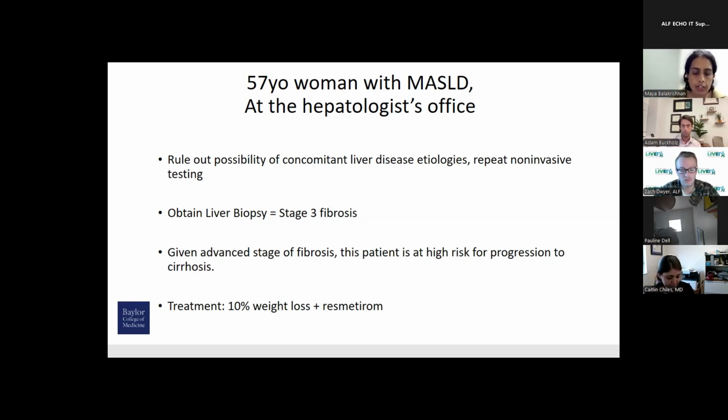That's done and it's found that she has stage 3 fibrosis. So she has severe fibrosis. She's one stage before having cirrhosis. So these patients are at risk for progressing to cirrhosis anywhere from 2 to 7 years, depending on a number of factors. So the treatment in this patient is she needs a higher threshold of weight loss than our first patient, because now we are dealing with a patient with advanced fibrosis. So the recommendation is 10% weight loss, because that's associated with fibrosis improvement.